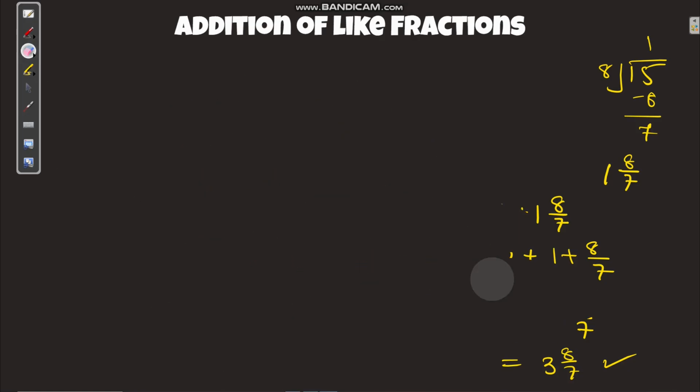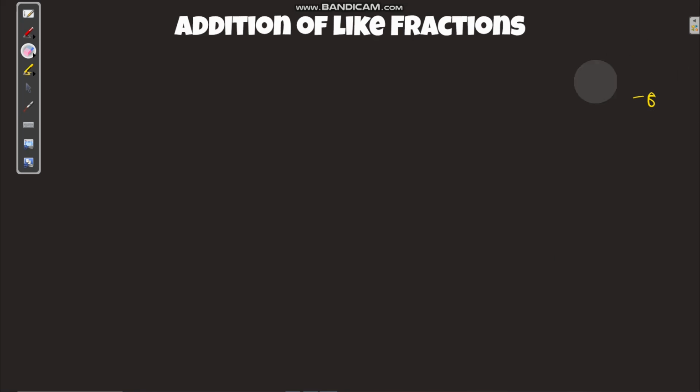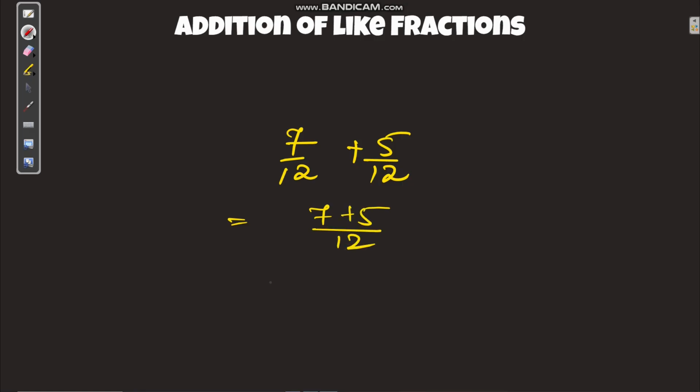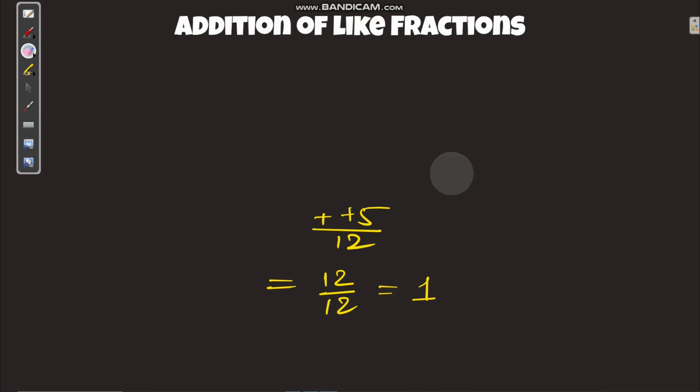Next question, the last question of addition of like fractions. Let's take 7 upon 12 plus 5 upon 12. Now this is a very simple question. The numerators are different but the denominator is the same, so I can just add them. So 5 plus 7 is 12 upon 12, that is 1 whole. So I hope you have understood addition of like fractions.